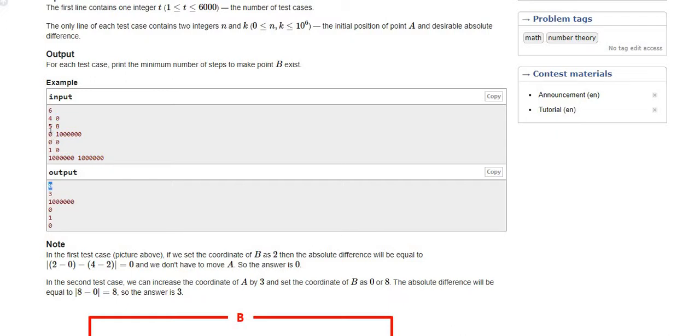If we take example 2, A is 5 and K is 8. Here we can say that the difference is on the larger side. So first we have to increment the value by the difference of A and K. That is the only way we can derive the value for B. Here the difference is 3. So we increment the A value by 3, so A becomes 8, and after that we can place the B point at the 0 coordinate or the 8 coordinate.